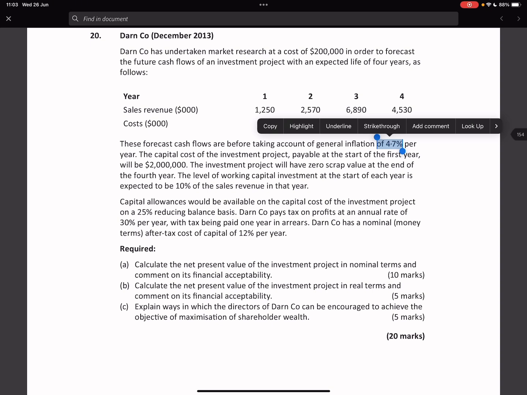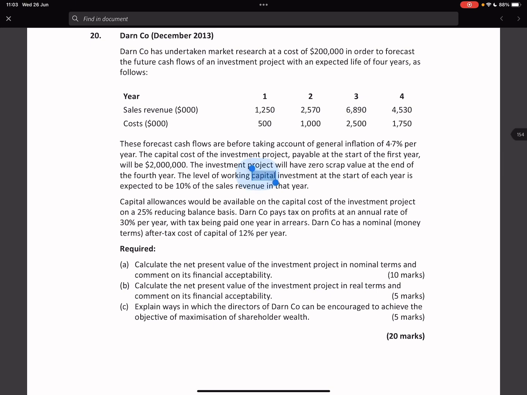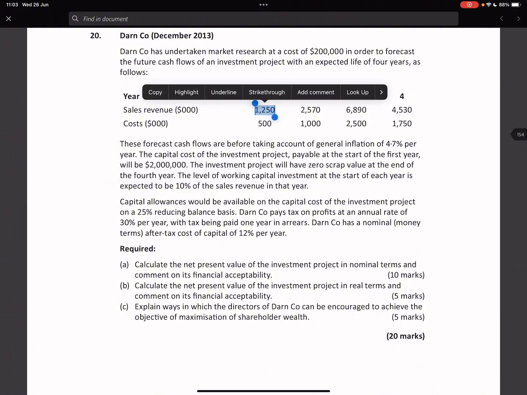So that is probably equipment or something capital in nature that has to be bought. The investment project will have zero scrap value, so there is no scrap value at the end of the 4th year. But the level of working capital, so you can see they've introduced working capital as well, at the start of each year is expected to be 10% of the sales revenue in that year. So every year there's a working capital requirement, and we expect the working capital requirement from the beginning of the year to be 10% of the sales revenue for that particular year. So we have an understanding of what the working capital requirement will be.